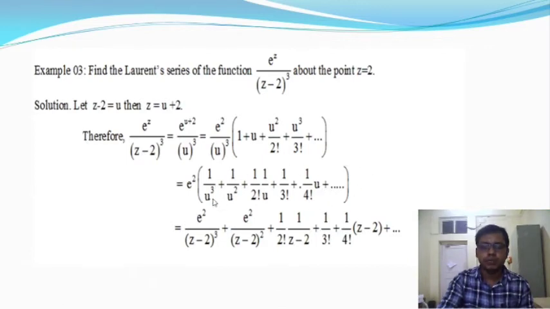And now we replace u with z - 2 in this series. We will get e^2, this is the first term, e^2 / (z - 2)^3, where u = z - 2. The second term will be e^2 / (z - 2)^2. The third term is 1/2! times e^2 / (z - 2), and so on up to infinity. So this is the series about the point z = 2, and this series is called a Laurent series.